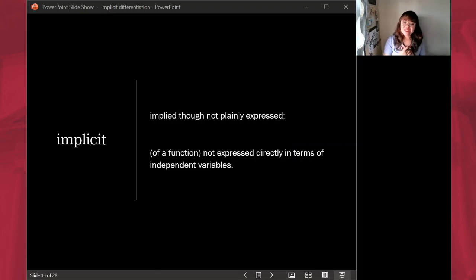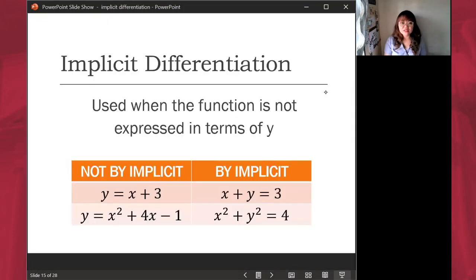When we look at the definition of implicit, implicit means implied, not plainly expressed. In mathematics, it refers to a function which is not expressed directly in terms of the independent variable. So we use implicit differentiation when the function is not expressed in terms of y in terms of one variable. So let's look at the table here.